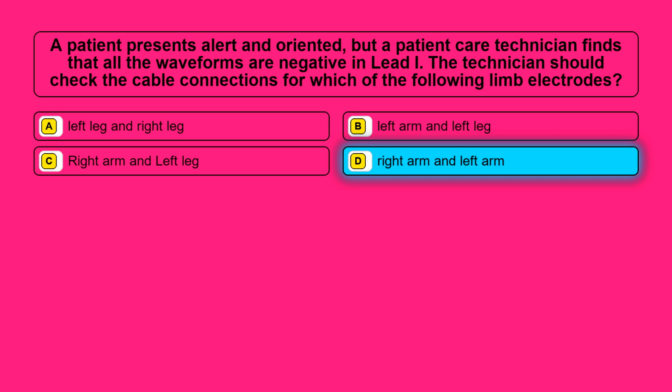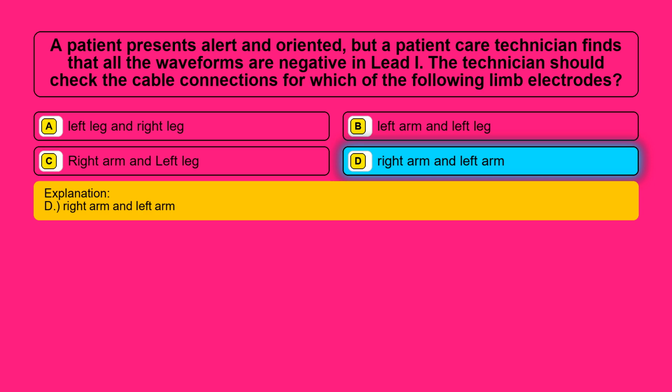The correct answer is option D, right arm and left arm.